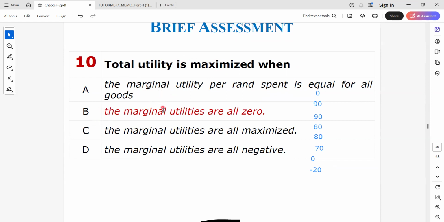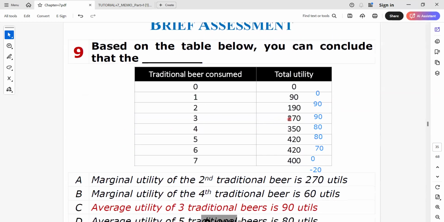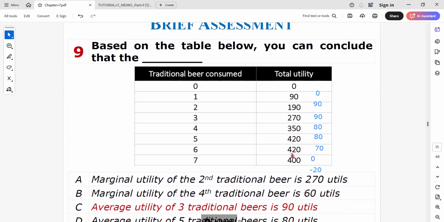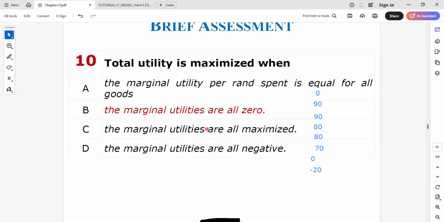Okay, so B, they're saying the marginal utilities are all 0. So you know that when your marginal utility is 0, your total utility is at maximum. Like here, you see when it's 0, it's 420. So total utility is at the maximum, it's 420. Also, this is the highest total utility from all these utils. So yeah, the marginal utilities are all maximized.